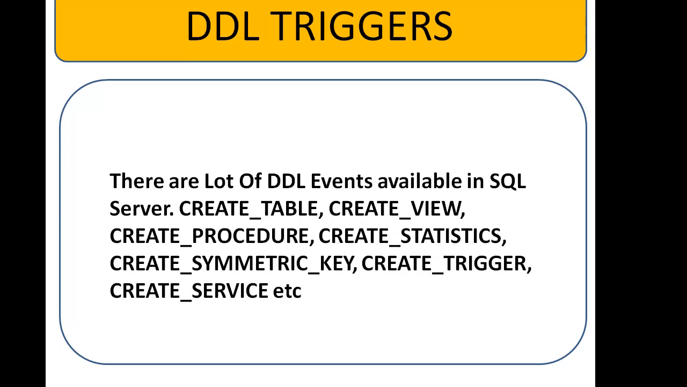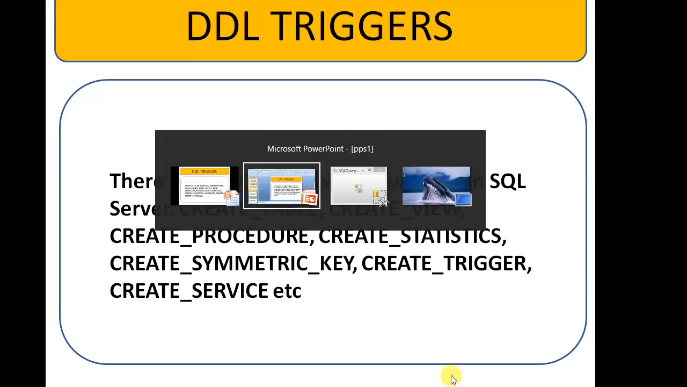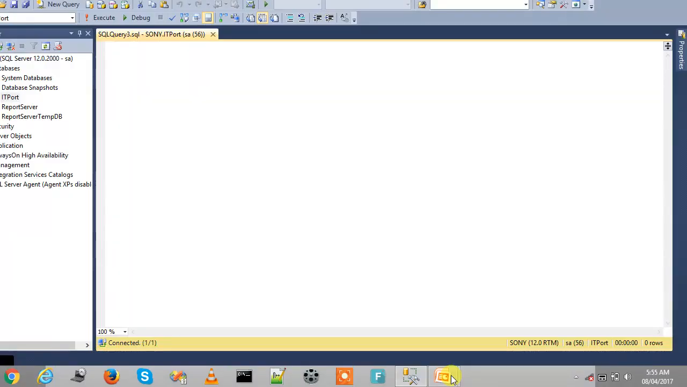We can make a trigger for create table or view, create procedure, create statistics, create symmetric key, and create trigger. We can create a trigger for the create trigger event and create service, with both alter and drop events. Let us check with the simplest example for this.